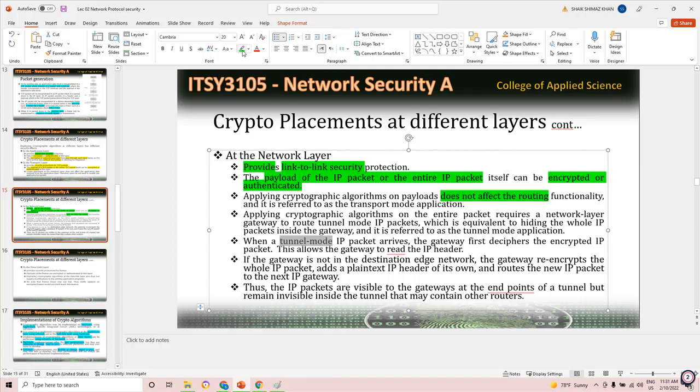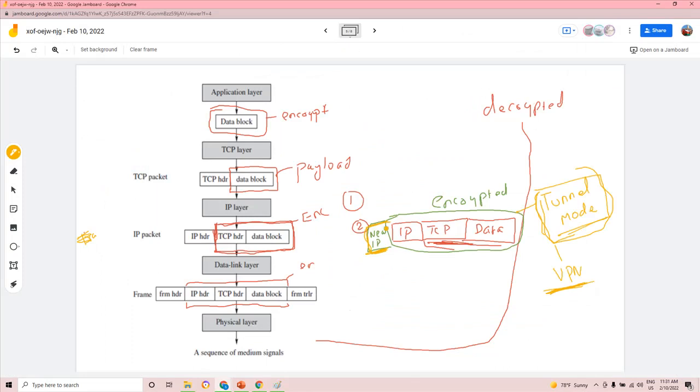If the tunnel mode option is used, the entire IP packet will be encrypted and a new IP header will be added. For example, students, when we are using VPN, virtual private network. What happens if we are not using VPN? Let's say we are using Skype. It is blocked by the Omantel ISP provider. I'm giving an example. If the country law permits, then we can use VPN. If the law does not allow us, we should not do it.